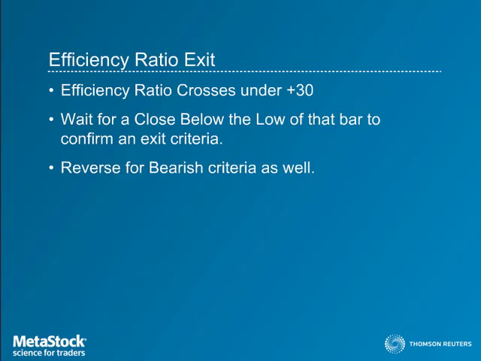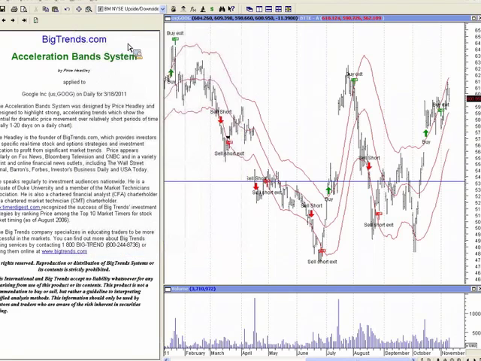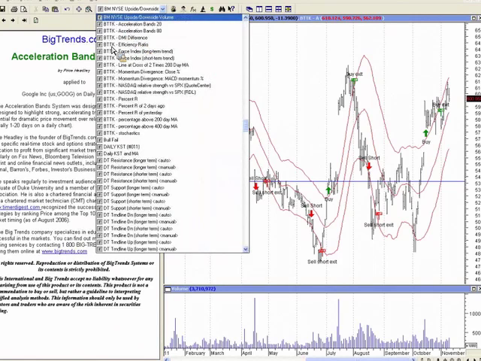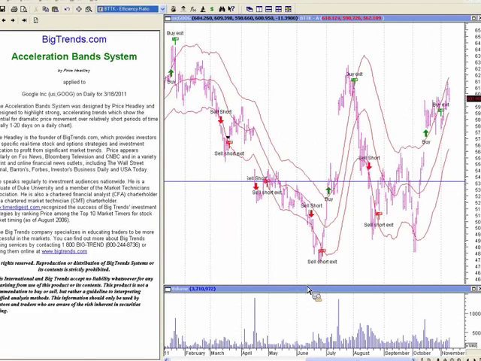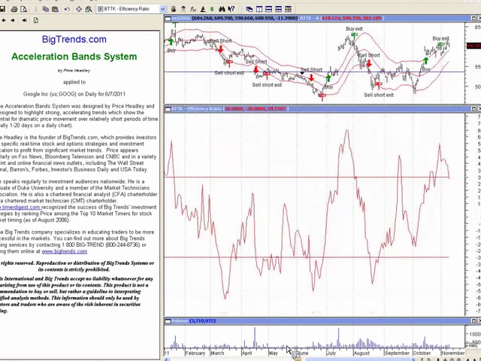I think that might be a little easier for people to understand, because pictures are sometimes more valuable than words. So let's go back to my chart of Google. I'm going to close the Explorer here, and I'm going to show you exactly how to apply the efficiency ratio. I come back to my list of indicators here, and come down to the efficiency ratio, which is the indicator we're talking about right now. I'm just going to drag it and drop it on the chart. I'm going to drop it right here because I want it to show up in its own window. With MetaStock, that's what you would do.